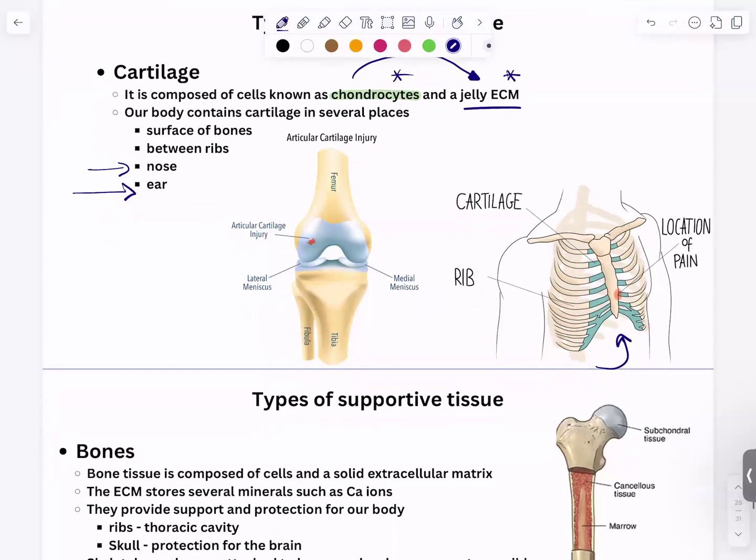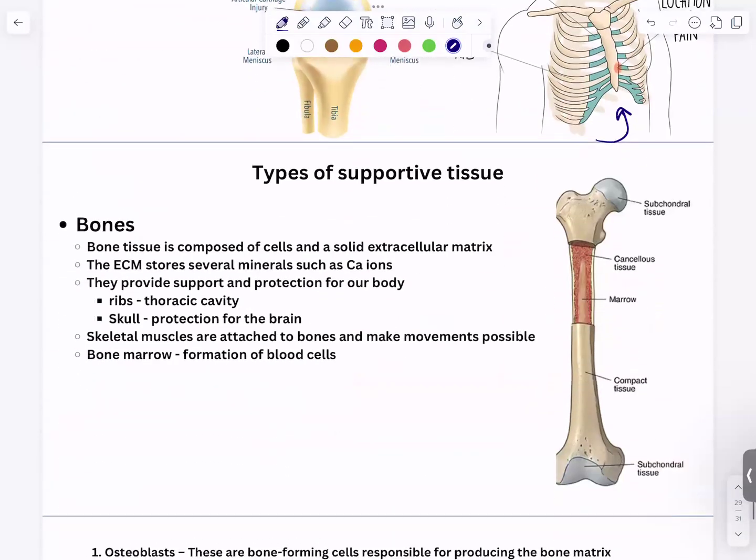And the last thing is about bones. About the bones, we have to discuss more than cartilage. It has more structures, it has more details. First thing, bone has a solid extracellular matrix. So we have the dense connective tissue, loose connective tissue, close to solid, semi-solid, we can say. In the blood, we had liquid. In the cartilage, we have the jelly-like structure. In the bone, we have the solid extracellular matrix.